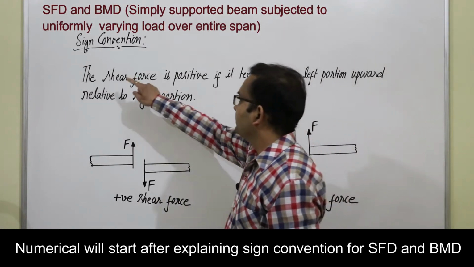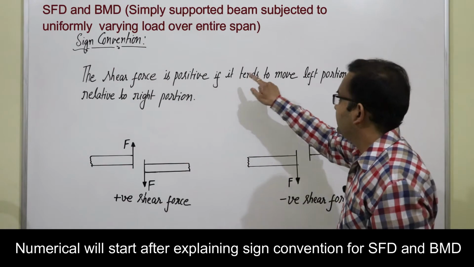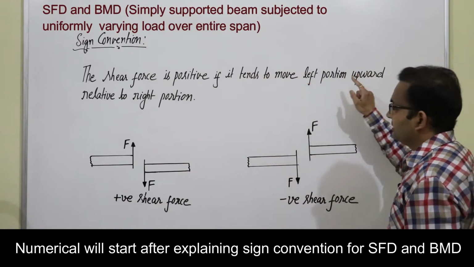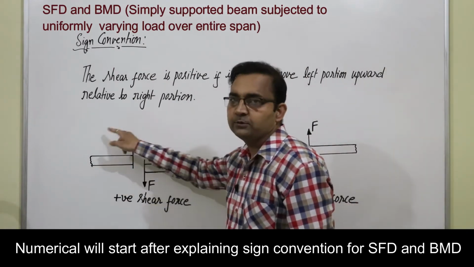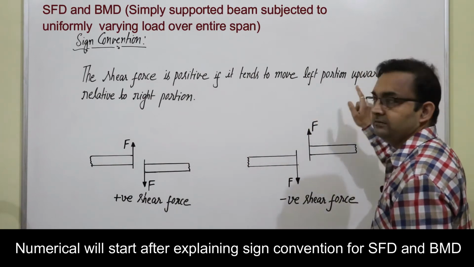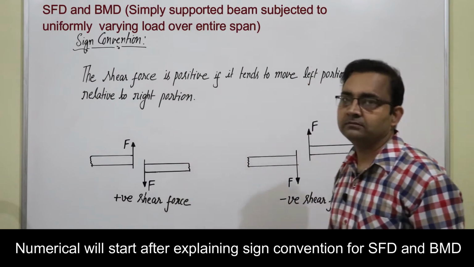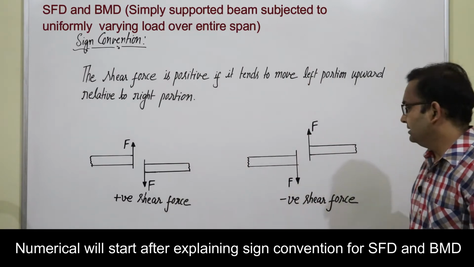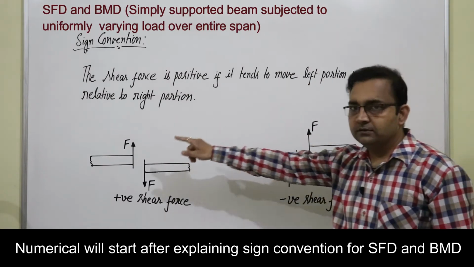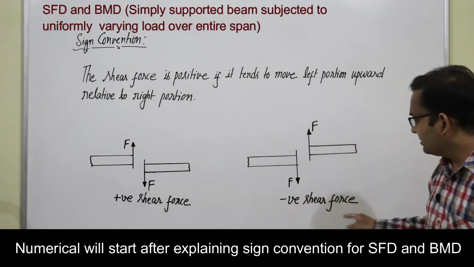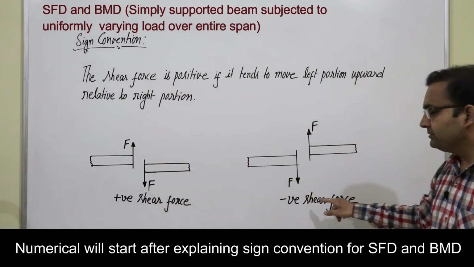Again, the shear force is positive if it tends to move the left portion upward relative to the right portion. This is another case which is the opposite of this. If this case happens, then it is a negative shear force.